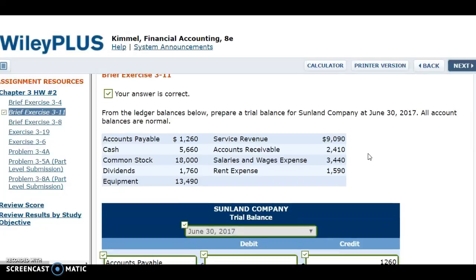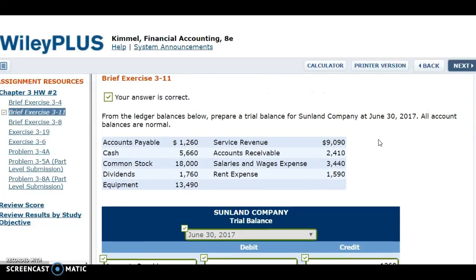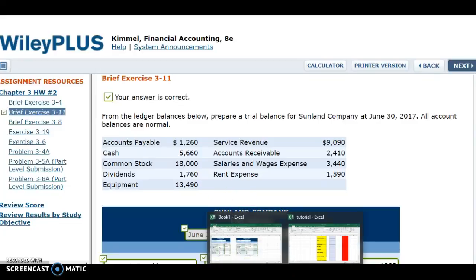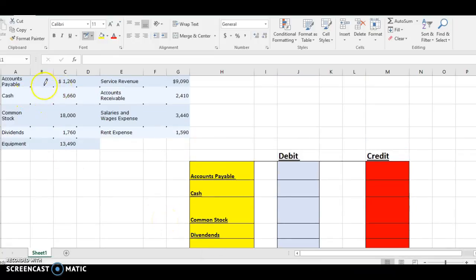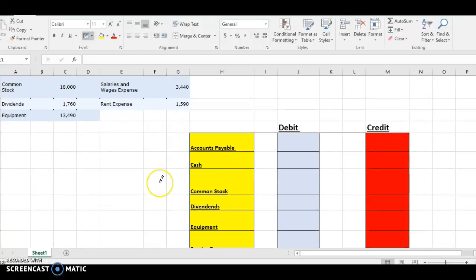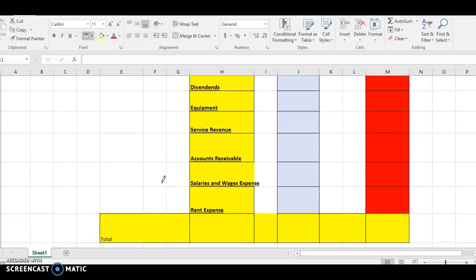So we have a trial balance, and we input the date for the company at June 30th of 2017, and then we have two columns, debit and credit. And up here we have on our list accounts payable, cash, common stock, dividends, etc. So the best thing to do would be to write them out. I'm over here in Excel. I wrote them or copied and pasted them over to here. So I wrote them all on my list: accounts payable, cash, common stock, dividends, equipment, service revenue, accounts receivable, salaries and wages expense, and rent expense.